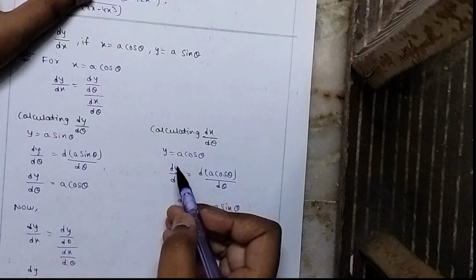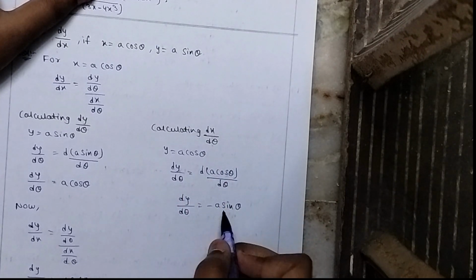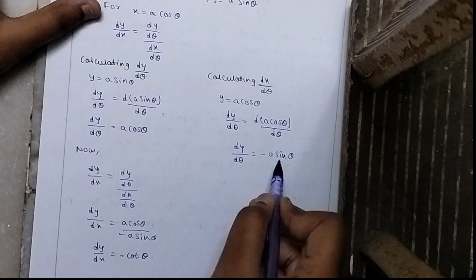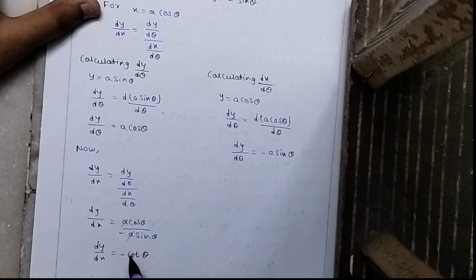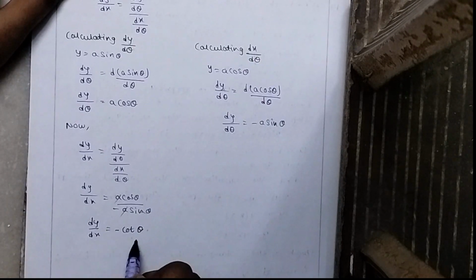And now finding dx by d theta. d by d theta of a cos theta equals minus a sin theta. So dy by dx equals a cos theta by minus a sin theta. The a cancels. Cos theta by sin theta equals cot theta with the minus sign. So dy by dx equals minus cot theta.